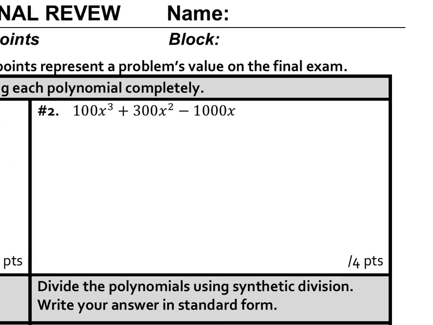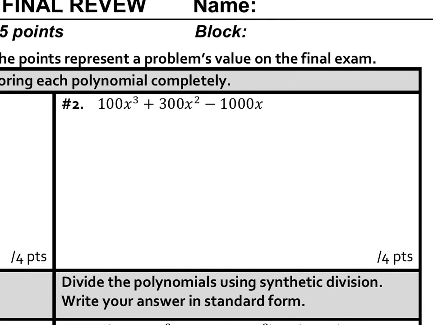Number 2. These are some pretty big numbers, so we definitely should be looking for a greatest common factor. The number 100 goes into all three terms. Then again, there are x's in every single term, so we're going to take out an x to the first power again. And let's divide all three terms.